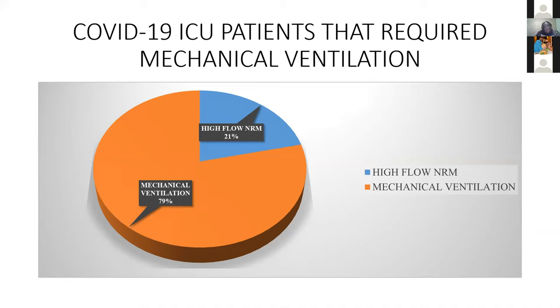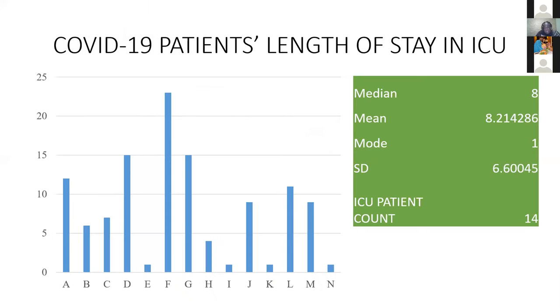Patients who are mechanically ventilated, of the 14 cases we admitted to the critical care unit because they met our admission criteria, 79% of them required mechanical ventilation. However, 21% of them, we were able to start on non-rebreather mask and high flows, and they were able to improve. So that accounts for about 3 of the patients, and 11 of the patients were actually mechanically ventilated.